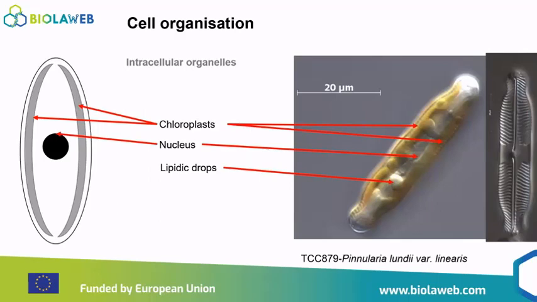So now let's have a look at the cell organization. Here you have a photo of a culture that we have in a culture collection. So this is a Pinnularia, a species of Pinnularia. Here it's only the frustule, and this is the living cell here. And here you have a scheme of what we can see. So what we can see here is two chloroplasts. Here they are gray, but they should be brown. So you have two chloroplasts here. The position of the nucleus is here. So that's what you can see here. And sometimes you can find these lipid drops.